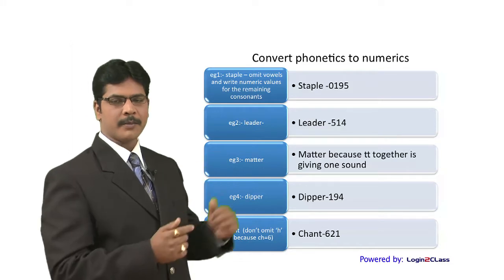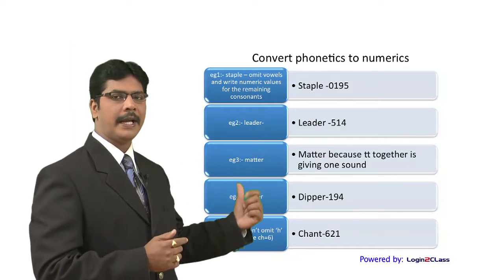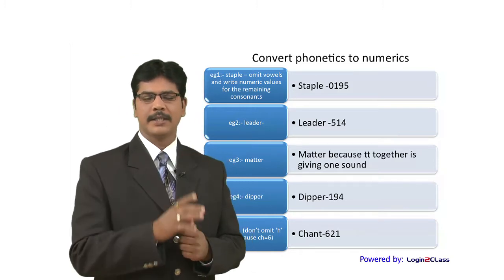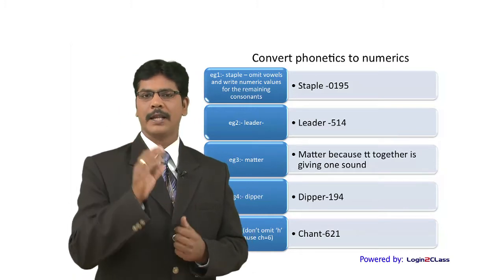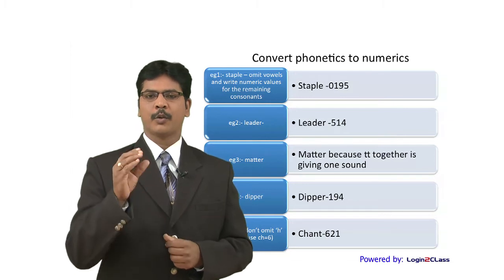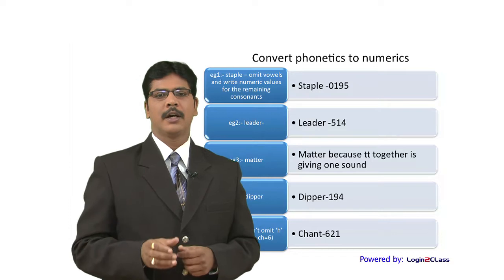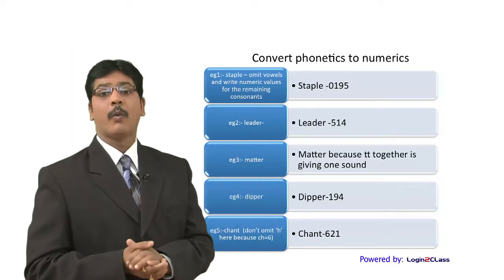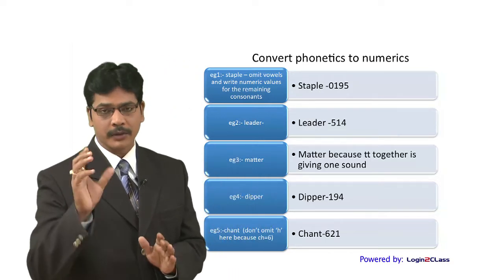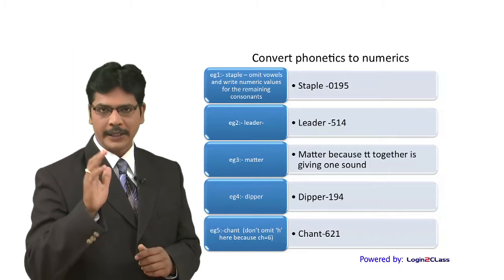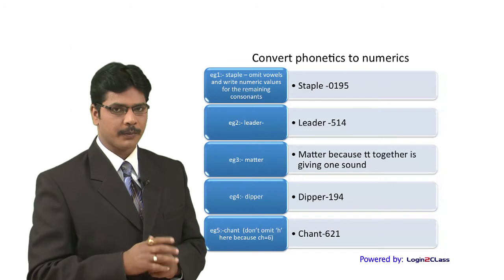S-T-A-P-L-E, okay? From staple, you can omit A and E, see? A and E are vowels, okay? So just omit these vowels. Now for the rest of the letters, you've got to write their numeric value. So S, what is the phonetic consonant? I mean, the numeric value for S, only S, it is 0, okay?